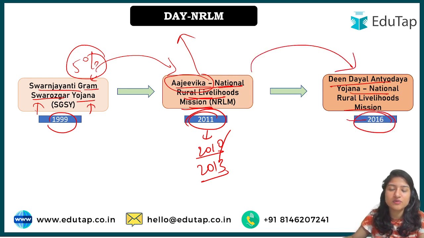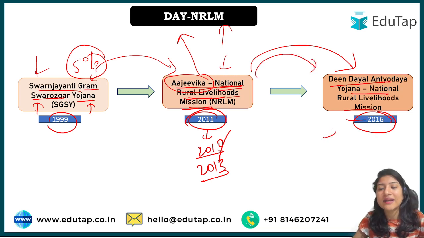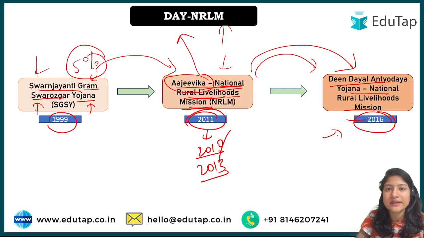ठीक है, ये नाम change हुआ. So what does it mean? How did the question come in the examination? They asked what the previous name of NRLM was. So the previous name was Swarna Jayanti Gram Swarojgar Yojana. Along with that, you have to remember the date as well, right? Because they might ask when the NRLM name was changed. At that time you should remember it is 2016, right?